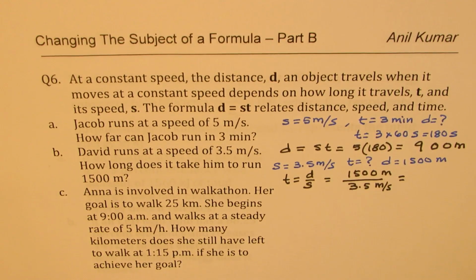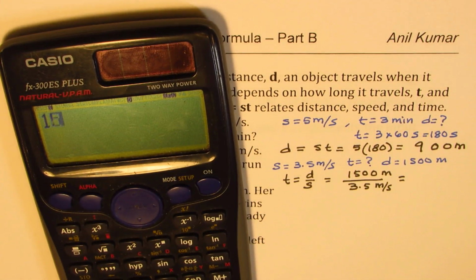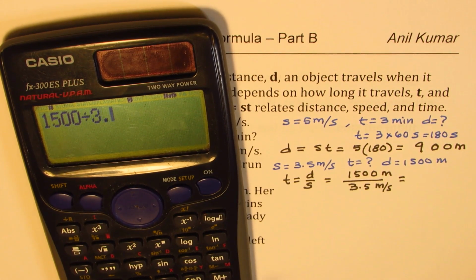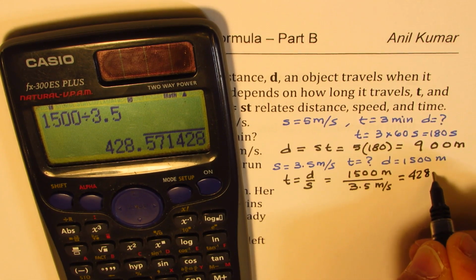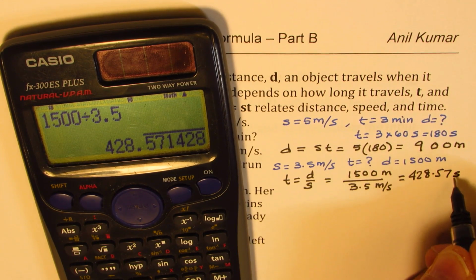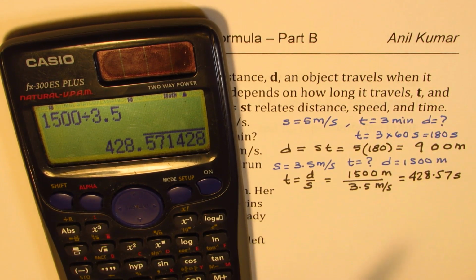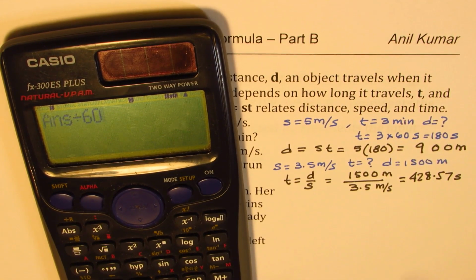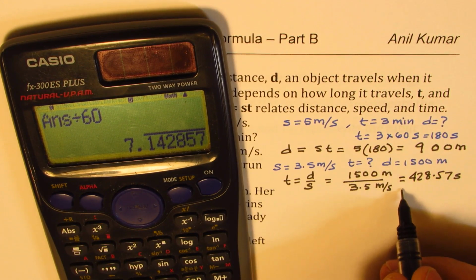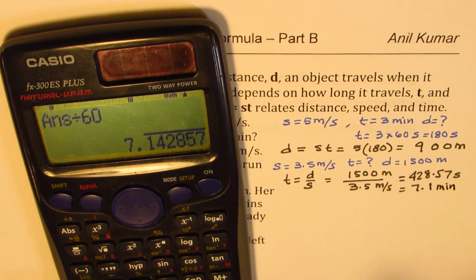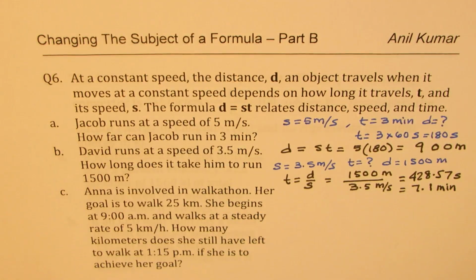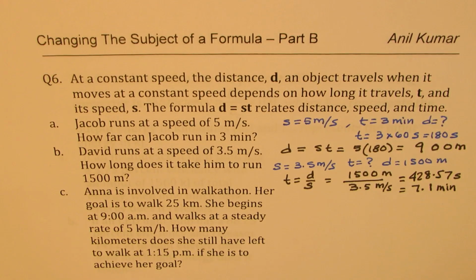So let's get this time in seconds. We could actually convert this to minutes if required. So we have 1500 divided by 3.5. That gives you in decimals 428 point something like 57 seconds. Now that is a big number. It's a good idea to divide this by 60 and get the answer in minutes. So we get 7.1 minutes, right? So we could write this as equal to 7.1 minutes. Perfect. So it's a good idea to divide and then write down your answer. I hope that makes sense.